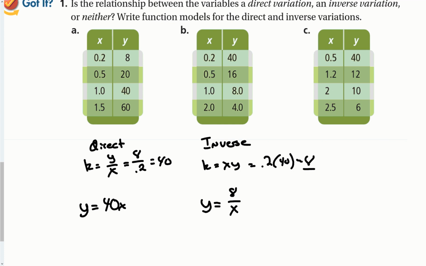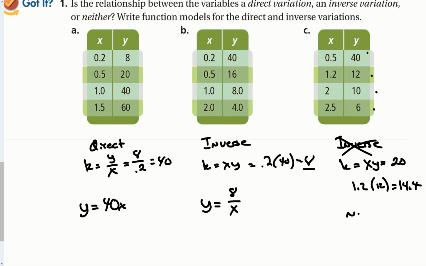Part C, x is going up, y is going down. So could be inverse. Let's check. I have a feeling here. Half of 40 is 20. 1.2 times 12 is 14.4. So no good. Even though 2 times 10 is 20, 2.5 times 6 is 15. So we have two 20s, a 14.4, and a 15. So this is not inverse.